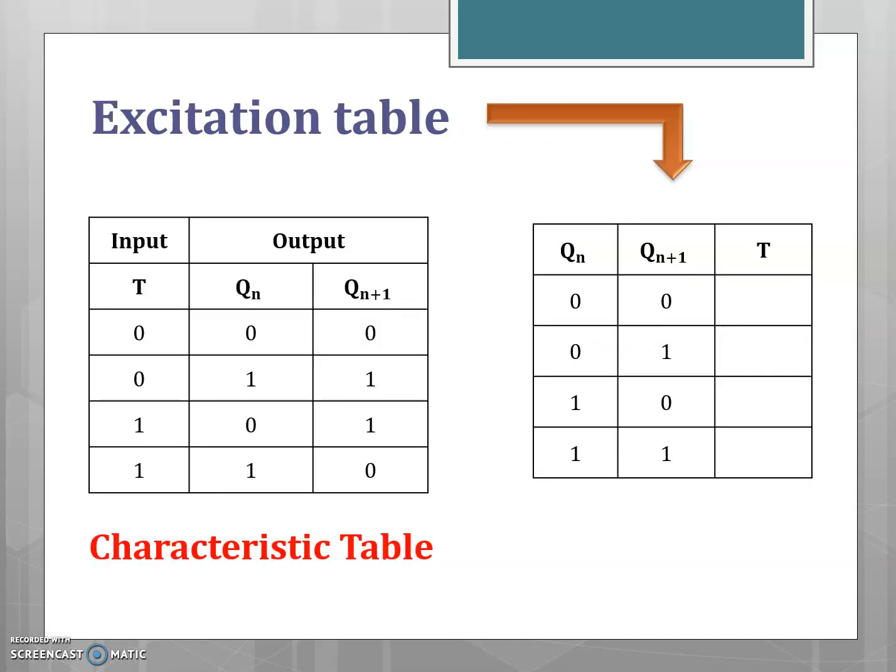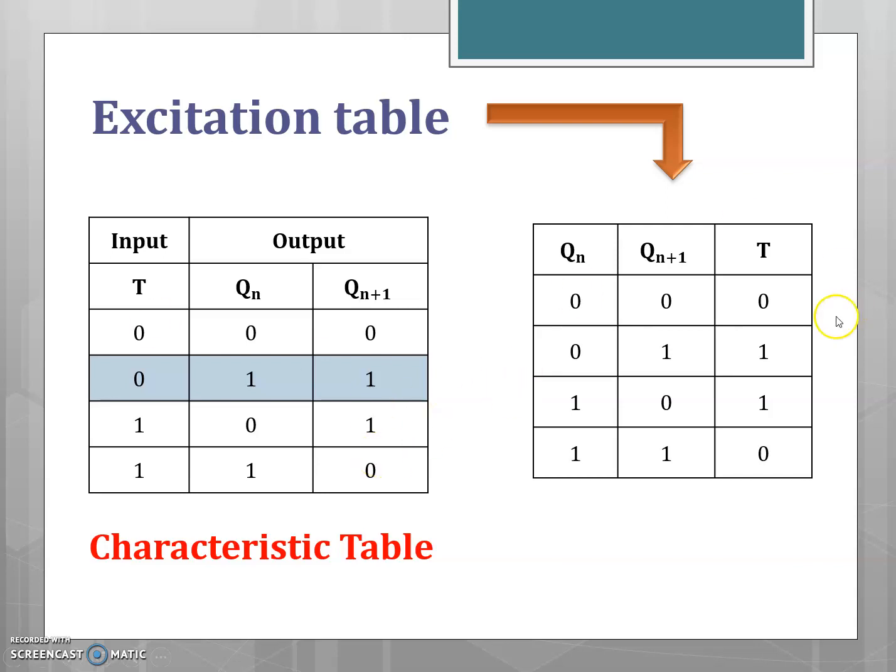So next, coming to the excitation table. This excitation table is derived from the characteristic table. Consider the first case with Qn equal to 0 and Qn plus 1 equal to 0. This corresponds to T equal to 0. And for the second case, when Qn equal to 0 and Qn plus 1 equal to 1, it corresponds to T equal to 1. Next, for Qn equal to 1 and Qn plus 1 equal to 0, it corresponds to T equal to 1. And for the last case, for Qn equal to 1 and Qn plus 1 equal to 1, it corresponds to T equal to 0.